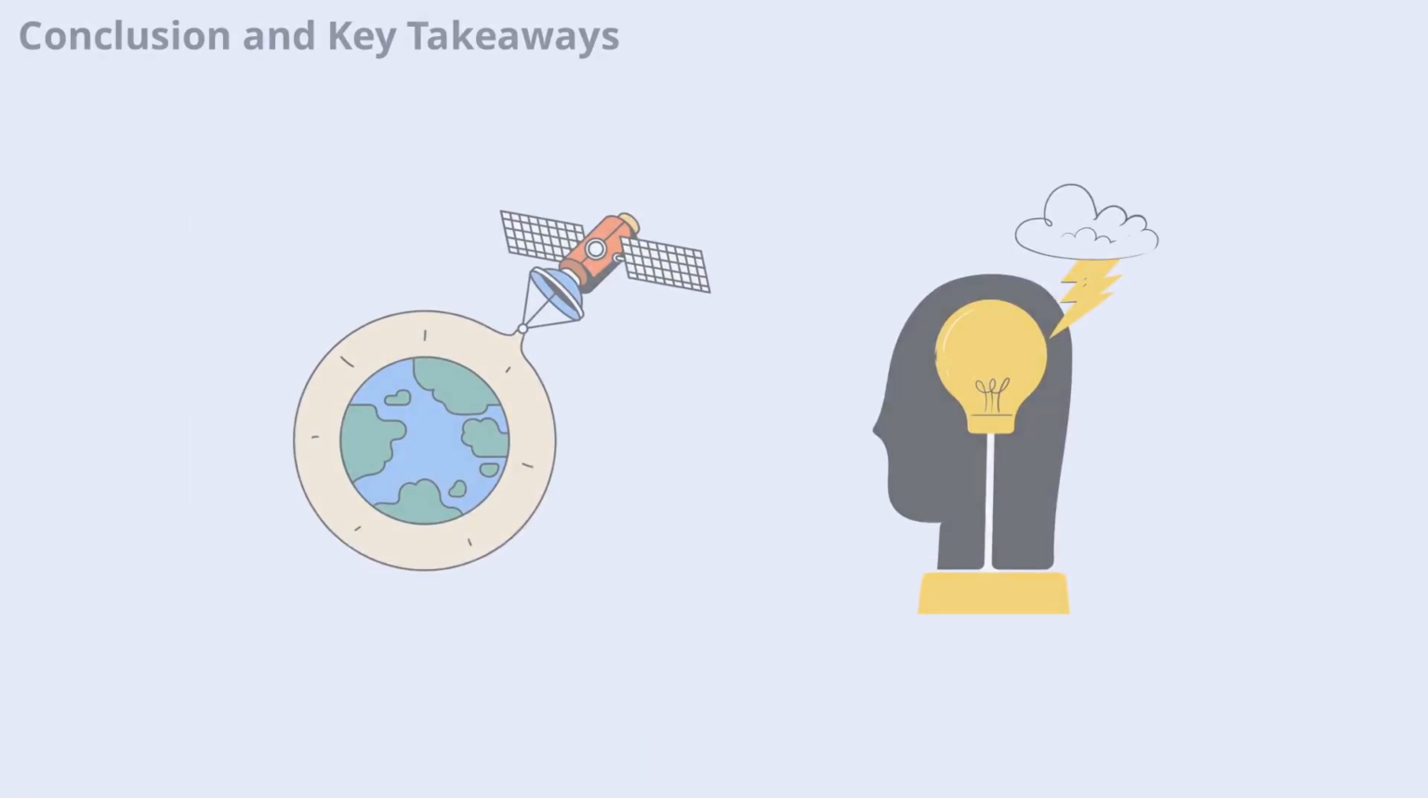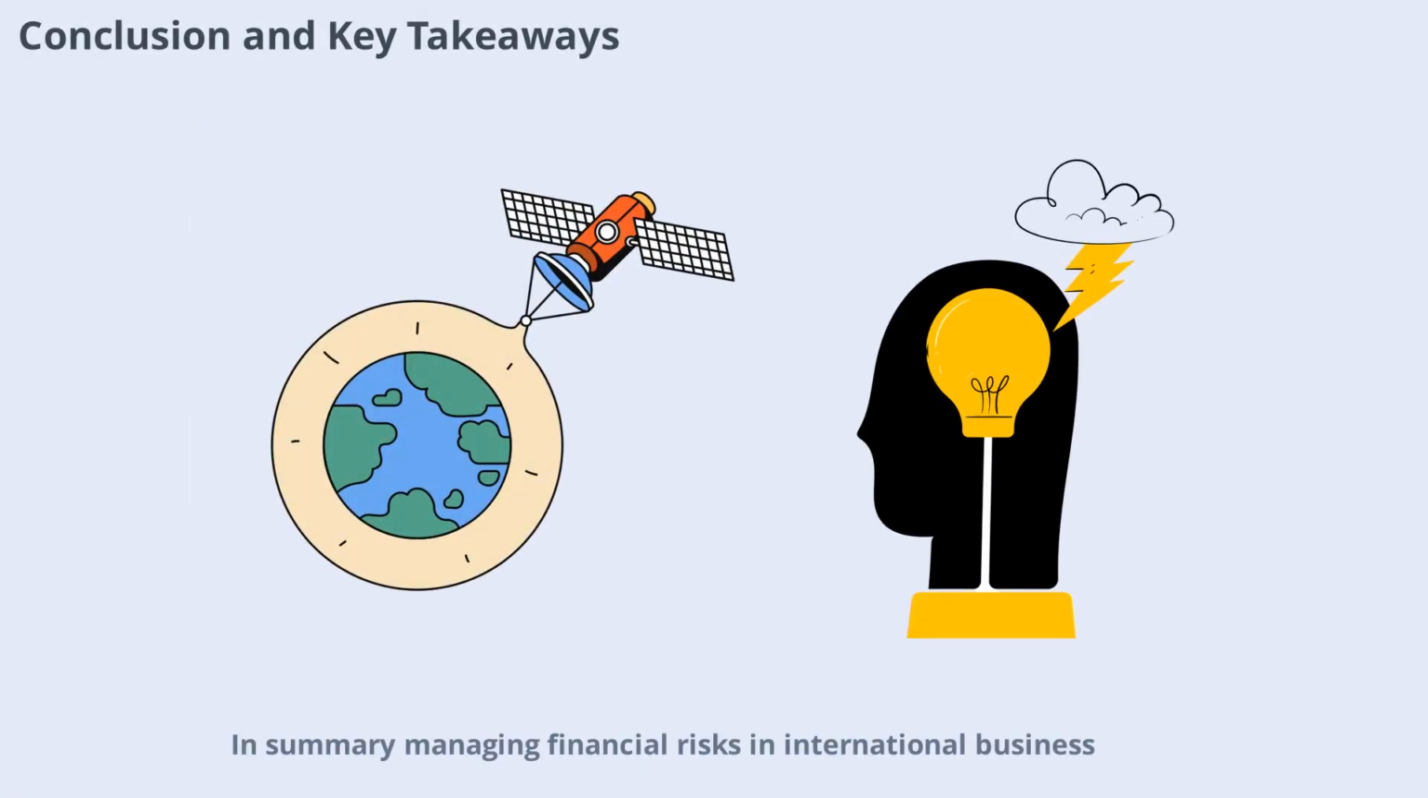Summary: managing financial risks in international business requires a proactive and comprehensive approach. By understanding the various types of risks, implementing robust management strategies, and fostering a culture of risk awareness, companies can thrive in the global marketplace. Remember, the key to success lies in preparation, adaptability, and continuous improvement.